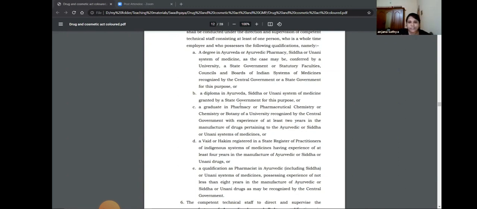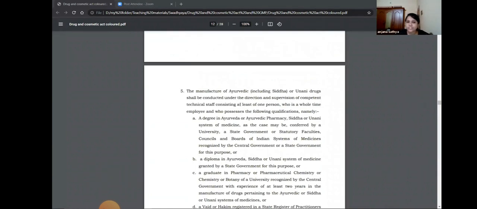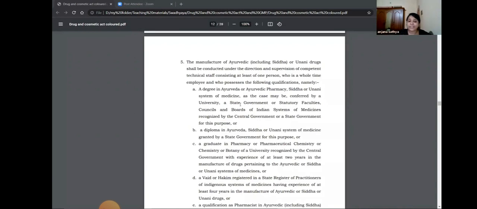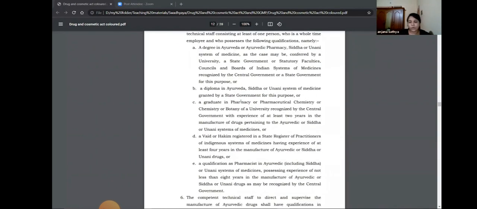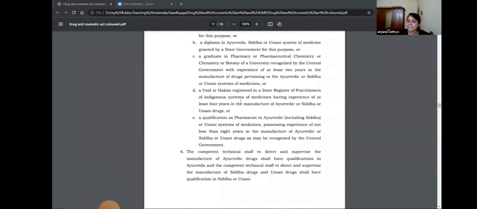So, in a pharmaceutical, as a responsible person, the manufacture of Ayurveda, Siddha, Unani medicine shall be conducted under the direct supervision of a competent technical staff. That competent technical staff can be a graduate of Ayurveda, or the person can have a diploma, or a graduate in chemistry, botany, or pharmaceutical chemistry. A Vaidya or Hakim can also be that technical person, or a pharmacist also. An Ayurvedic pharmacist also can supervise the manufacturing in a pharmaceutical.